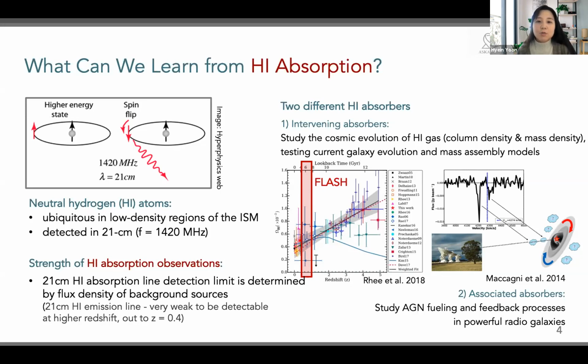On your right-hand side, there are two types of absorption we expect to observe in this survey. One is intervening absorption lines, where the gas is located in between the background radio source and us. It allows us to study the number density of 21 centimeter absorbers as a function of cosmic evolution. Another is associated absorption lines, which are directly related to the host galaxies and AGN. These are good targets to understand the key physical processes inside the system. The middle panel shows H1 content as a function of redshift, and FLASH will contribute to the redshift range in the red box, roughly 4 to 8 giga-years lookback time.